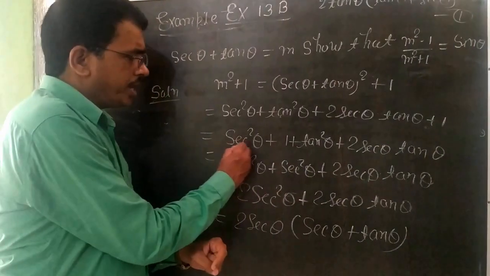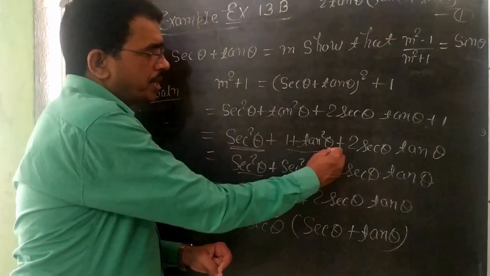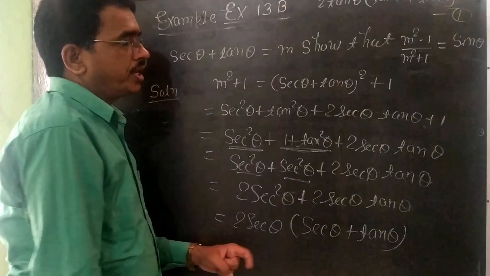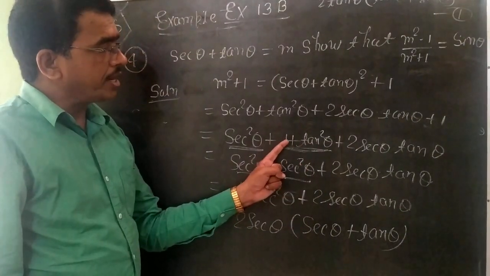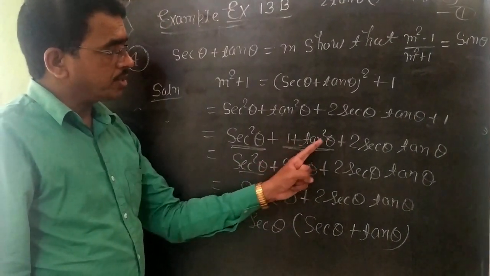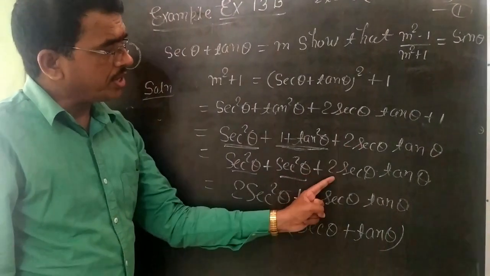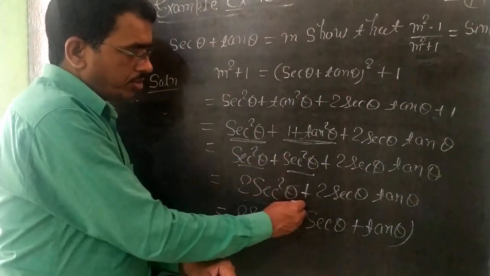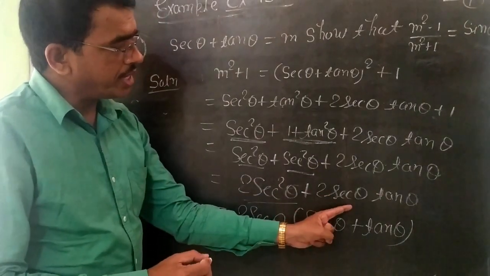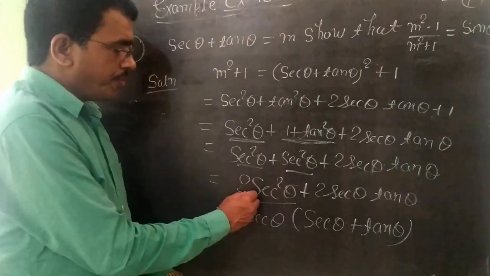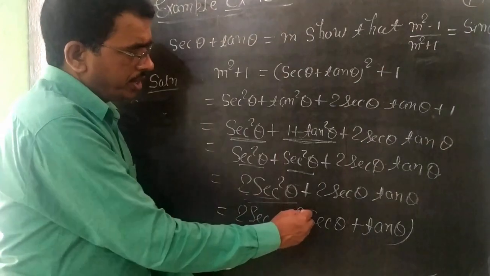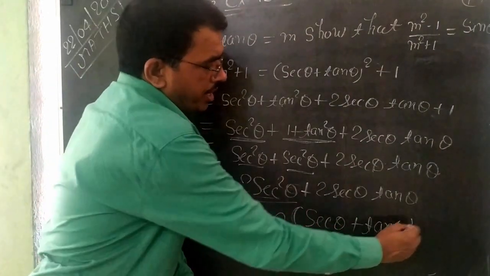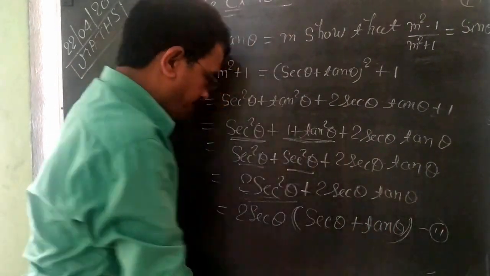What you get here is sec square, because 1 plus tan square theta is also sec square theta. So we use the identity here, that is 1 plus tan square theta is equal to sec square theta, plus 2 sec theta into tan theta. Now sec square plus sec square, that is 2 sec square theta plus 2 sec theta into tan theta. Now we take 2 sec theta common, then it is sec theta plus tan theta, that is equation second.